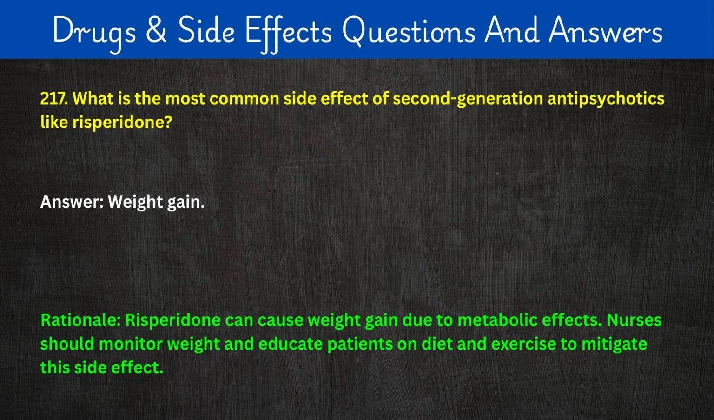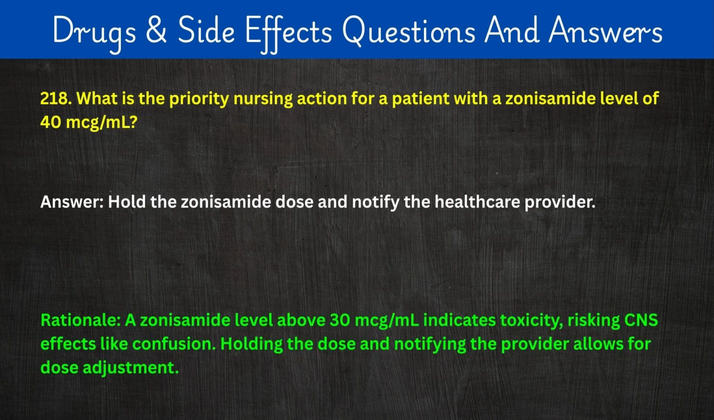Answer: weight gain. Rationale: risperidone can cause weight gain due to metabolic effects. Nurses should monitor weight and educate patients on diet and exercise to mitigate this side effect. 218. What is the priority nursing action for a patient with a zonisamide level of 40 micrograms per milliliter?